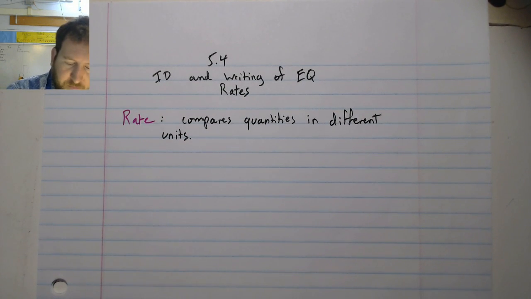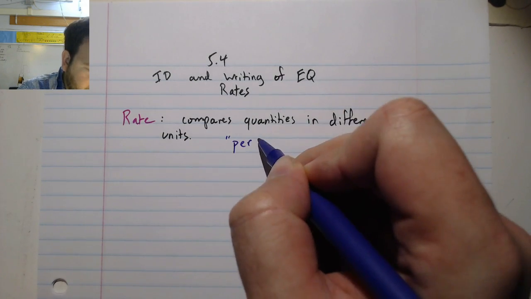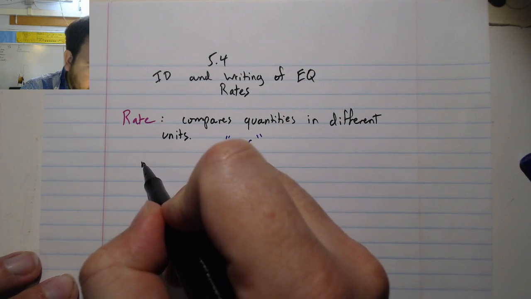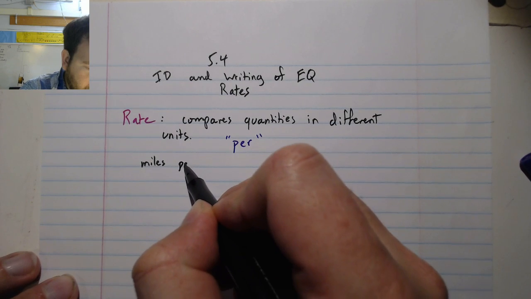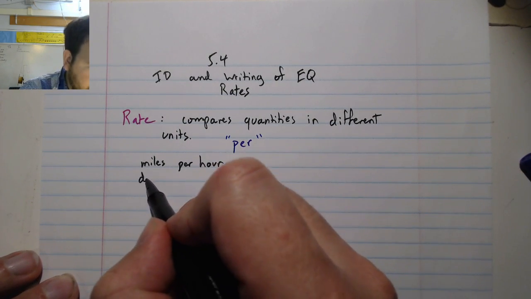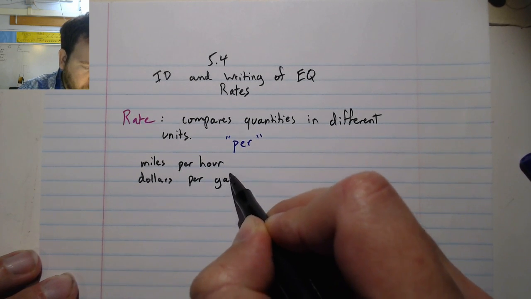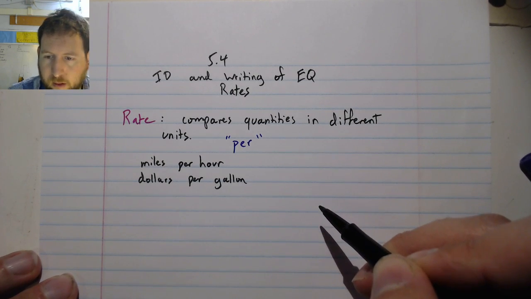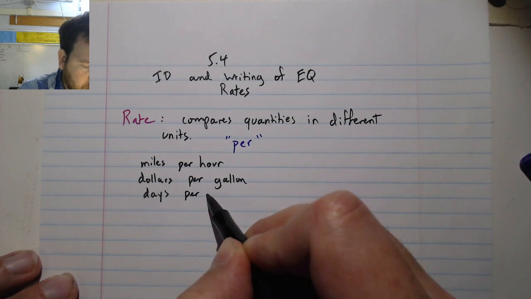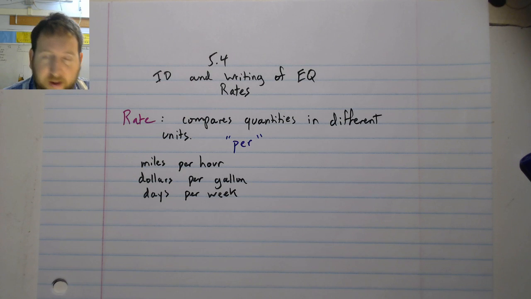Often we see this word when we're writing about rates: per. Some examples are things like miles per hour, dollars per gallon, and days per week. There's likely a lot of rates that you recognize in your life.